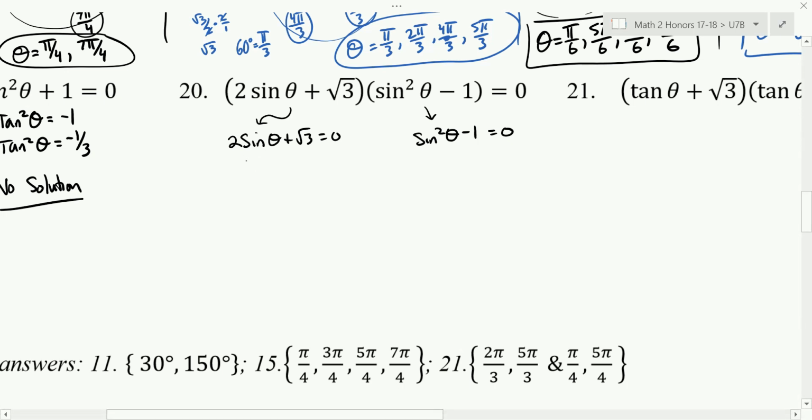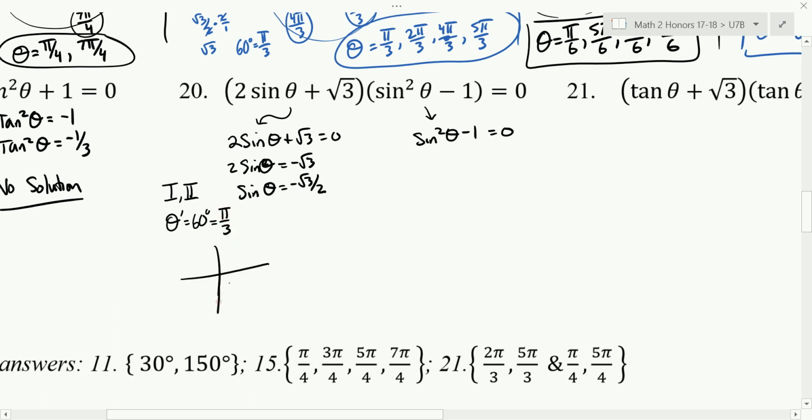So in the first case, we end up with 2 sine theta is negative root 3. So sine theta is negative root 3 over 2. So that sign is negative in quadrants 3 and 4. And the sine of 60 degrees is root 3 over 2. So that's our reference angle. We ignore the negative in this case. And so we're going to work with pi over 3 in those 2 quadrants.